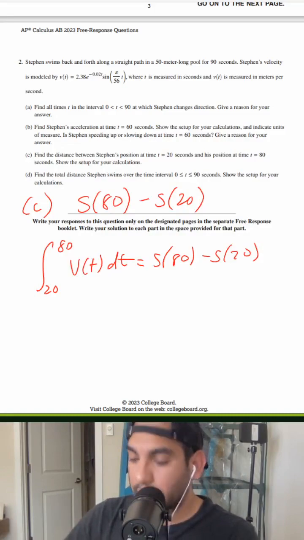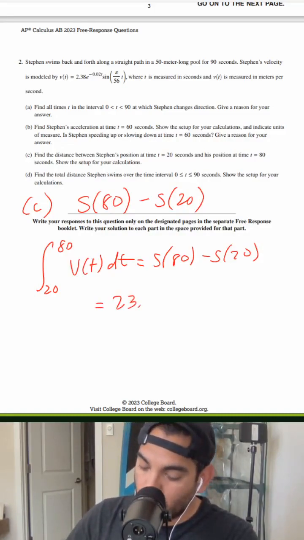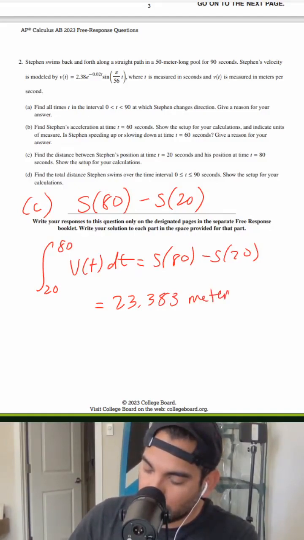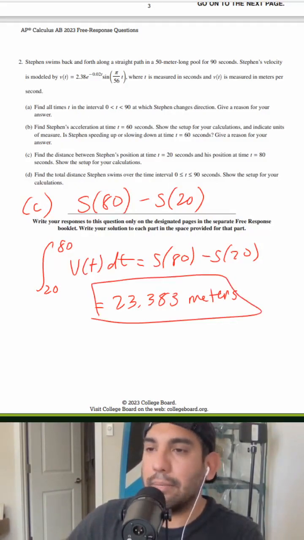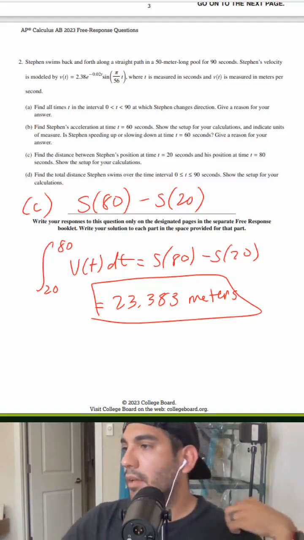And then here we go. I get a total of 23.383 meters. I didn't round, I just truncated my answer, and I believe that's going to be correct.